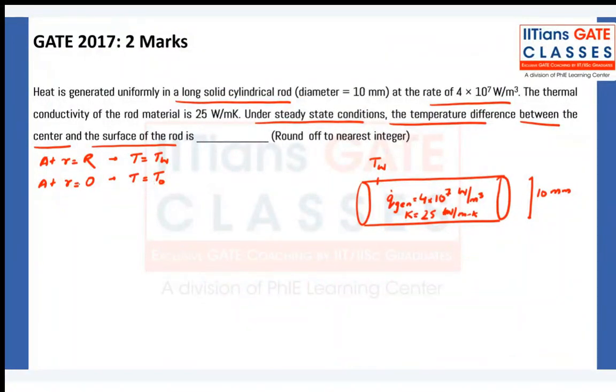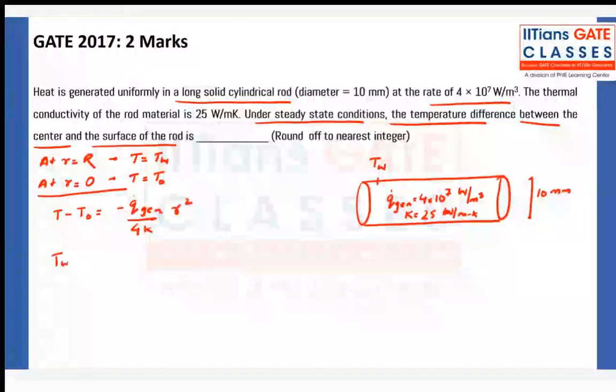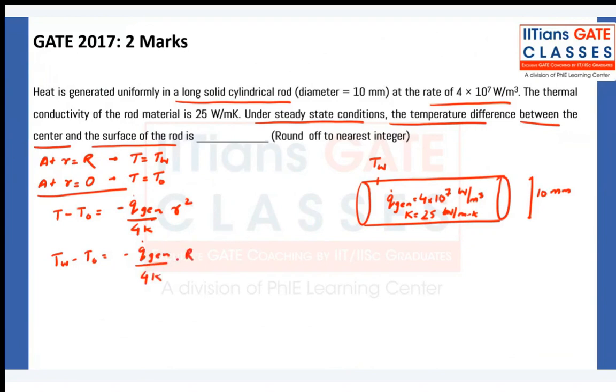Now, if you remember, we defined two equations. T minus T naught is equal to minus q generation by 4k small r square, and Tw minus T naught is equal to minus q dot generation by 4k capital R square. Then we divided these to find the dimensionless temperature difference, how the temperature varies in the case of heat generation. Again, you are revising the concept.